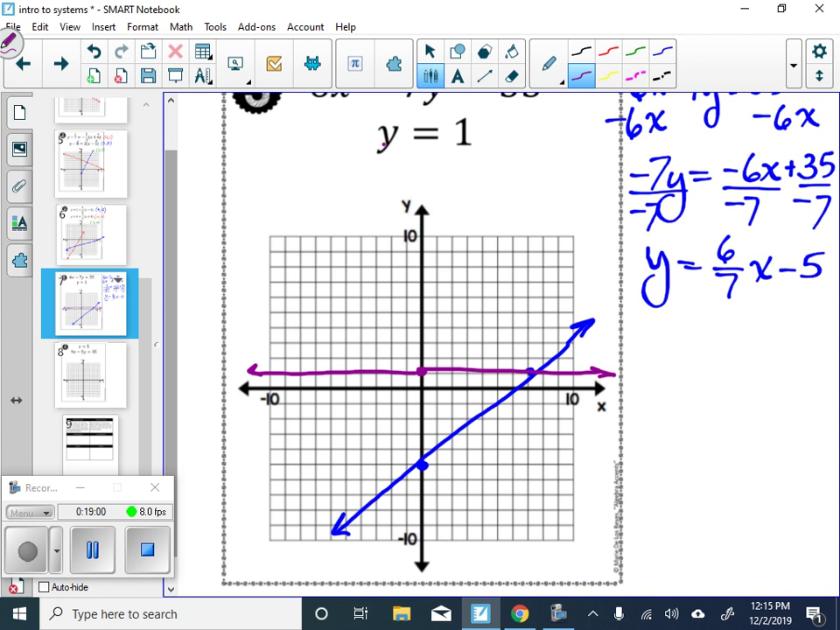Now, does it intersect? Yes. How many times? Once. Where? 7, 1. Absolutely.